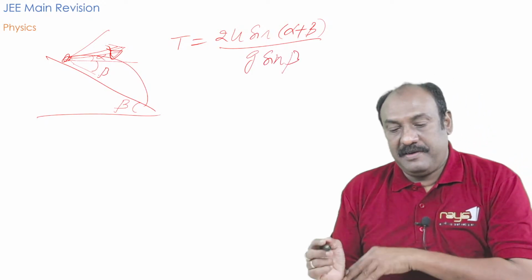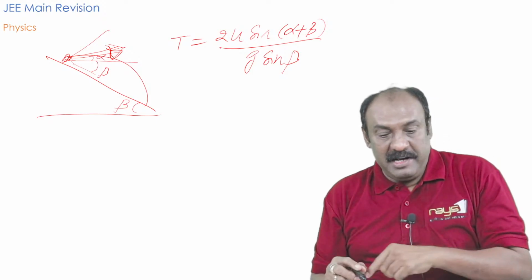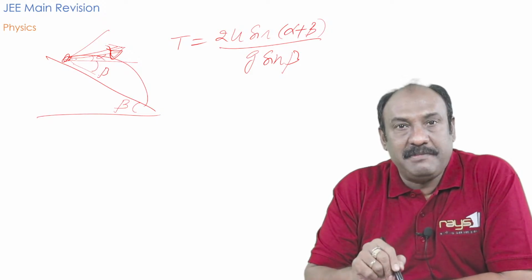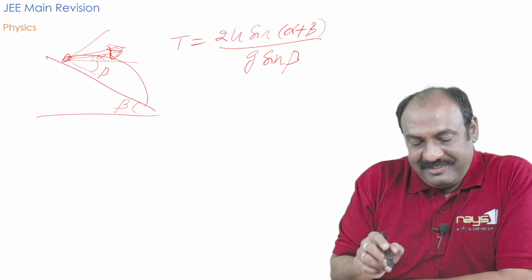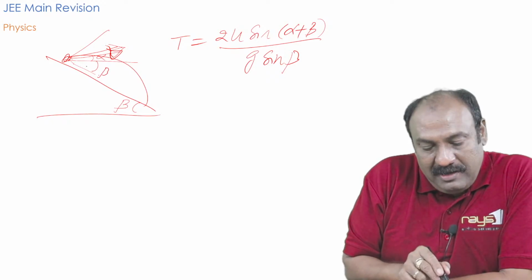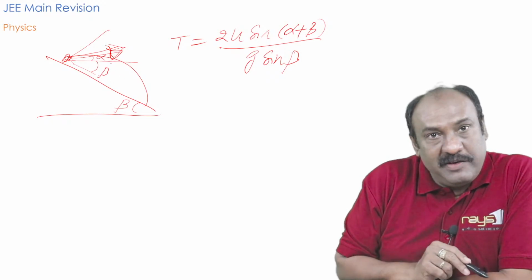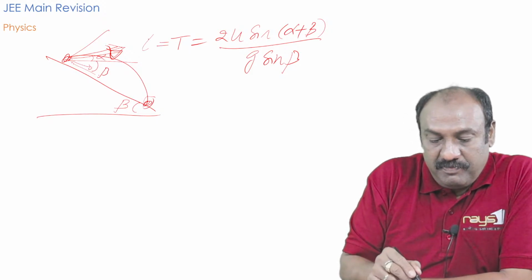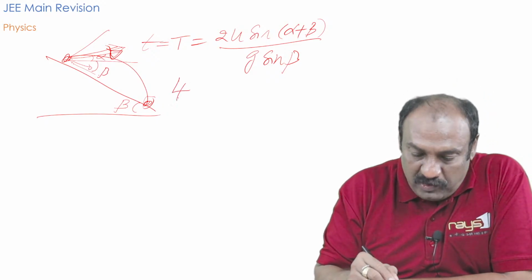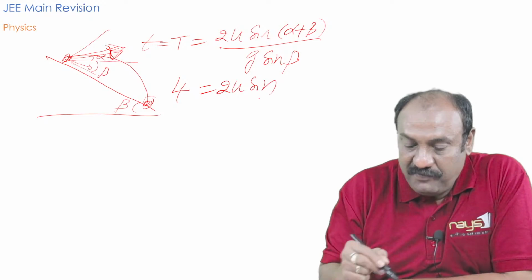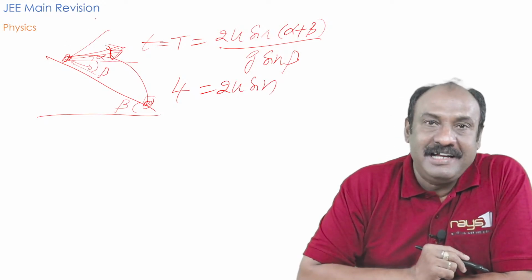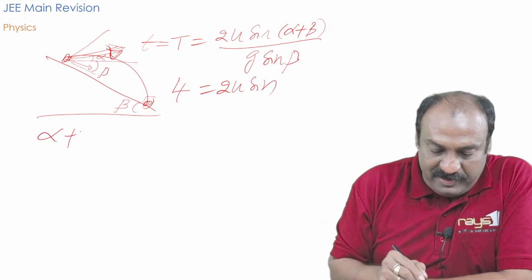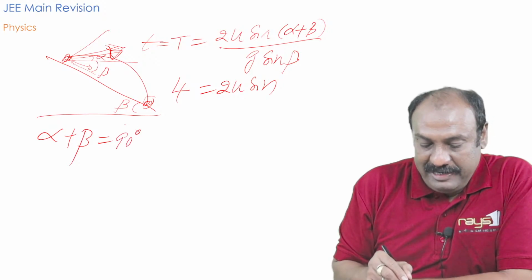This is the equation for the time of flight of the body when it is projected down from top to bottom of the inclined plane. At the same time, the second body moves along the smooth inclined plane according to the given data. Both will collide at this point after 4 seconds. Therefore, 4 is equal to 2u into sine of, according to the given data, the first one is projected normal to the direction of the inclined plane. So indirectly the alpha plus beta value is given as 90 degrees.